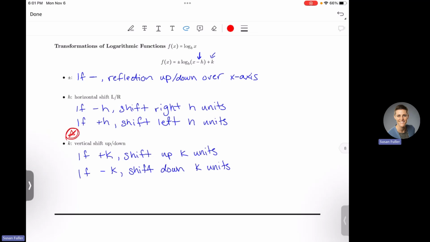So I just want to make a note here that the vertical asymptote will shift right or left with your graph.